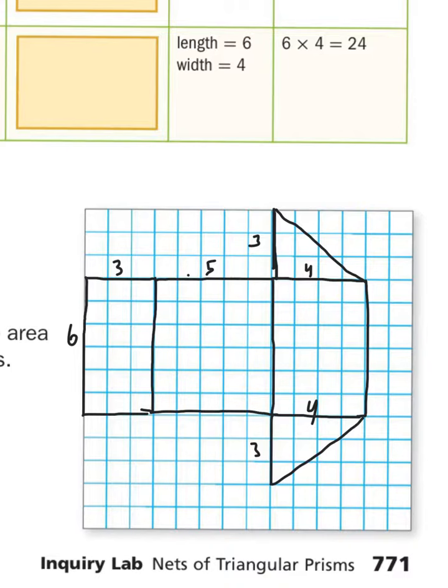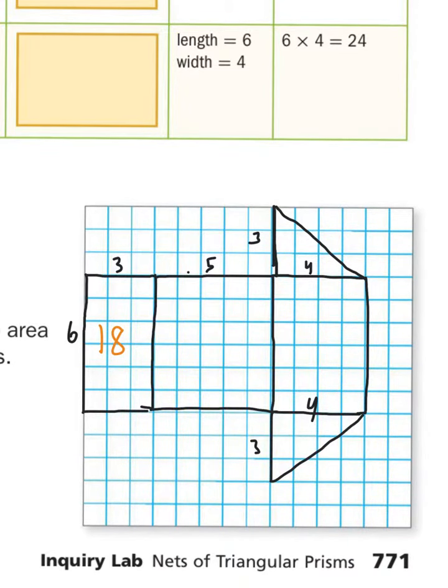6 by 3 is 18. We'll do the next one. Remember, this is 6 by 5, so that will give us 30. Now if you want to be a weirdo, you can always go back and count the squares, and you can count 30 squares in this, but that's not fun. So the next one I'll do 4 by 6, which is 24.